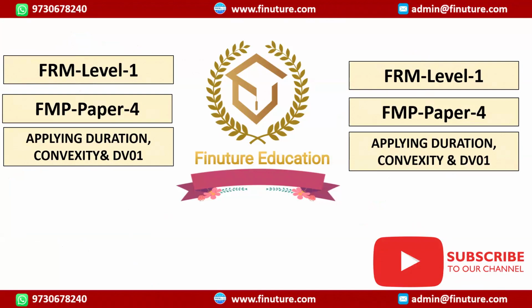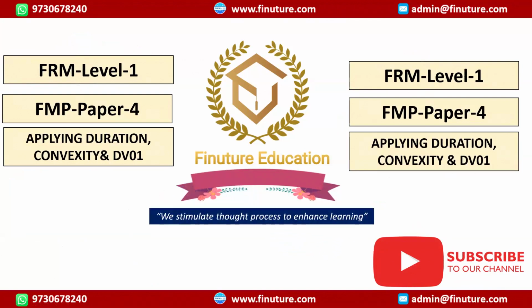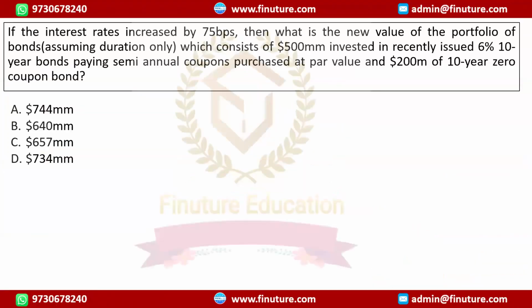So the question that was shared in the group was from paper 4, and some part of paper 3 also, properties of interest rates. Over there we talk about duration and convexity and DV01. So let's see. And please stay till the end, and I'll try to make you think.